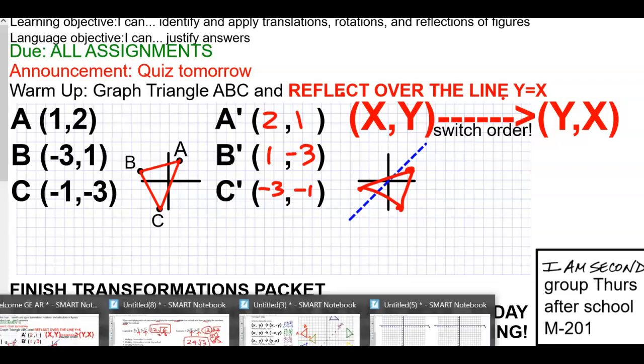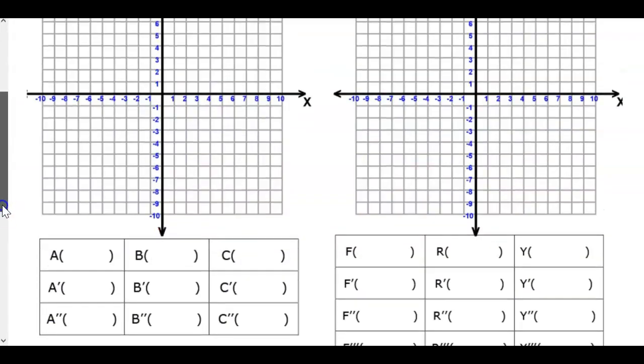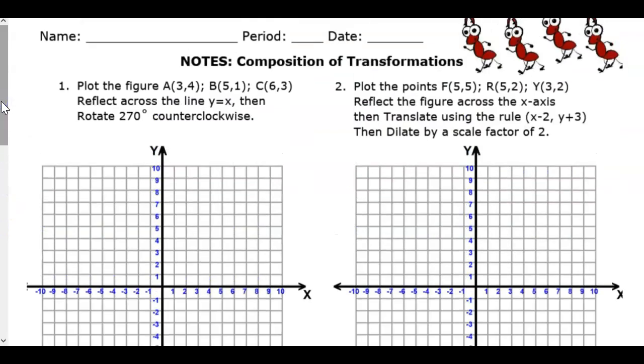So here we go. Top of this page. The ants are marching in. Okay. You all know what a composition means? It's composed of more than one. So composition means you're just doing more than one transformation in a row.